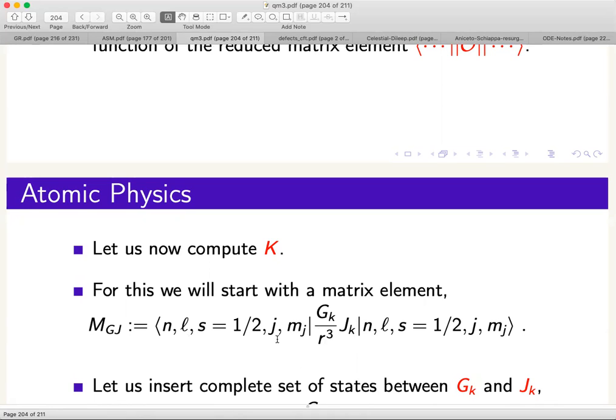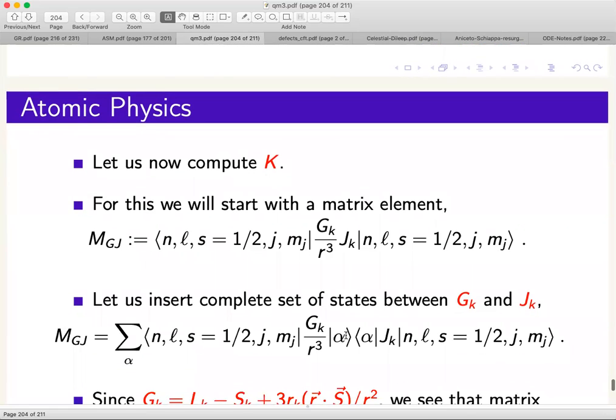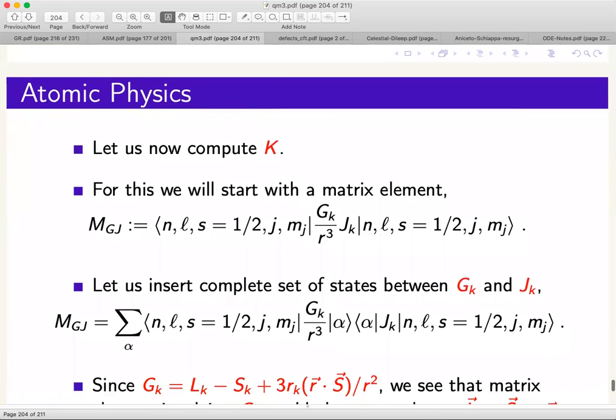Okay, so this is the only non-trivial matrix element that we would get, but we want to compute this now. Now what we'll do is we'll insert a complete set of states between GK and JK. So we are going to sum over all kinds of states which are sandwiched between GK upon R cube and JK, and we want to compute these matrix elements.